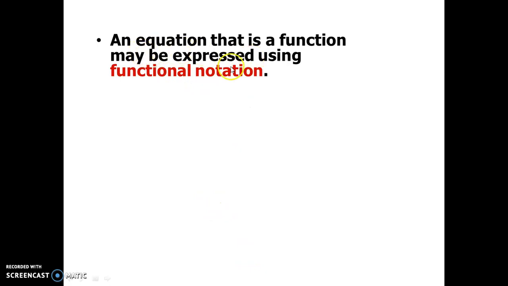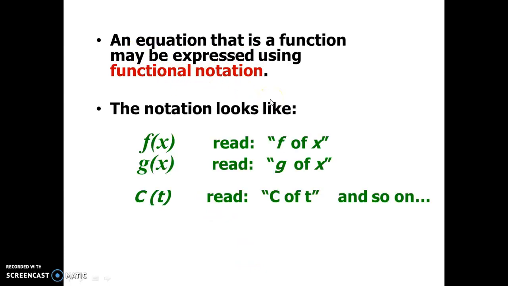An equation that is a function may be expressed using functional notation. The notation looks like this. We just saw some examples of that. For example, this is f of x, and we read that as f of x. Here we have this, g of x, read it as g of x.